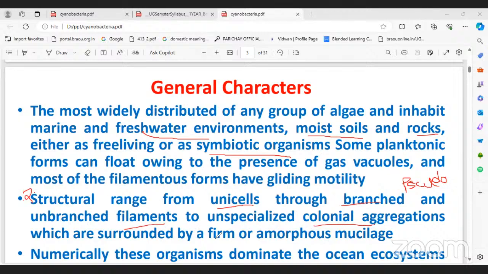Right? Yes, sir. So I will show you diagrammatically later, unicellular organisms over the filamentous organisms, like that. These organisms dominate the ocean ecosystem rather than freshwater. Mostly the cyanophyte members dominate in the ocean, marine water ecosystem.